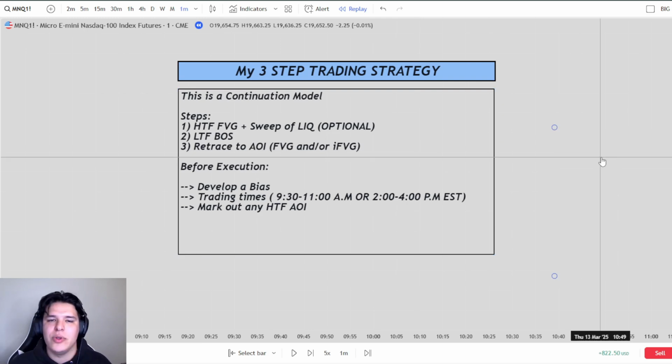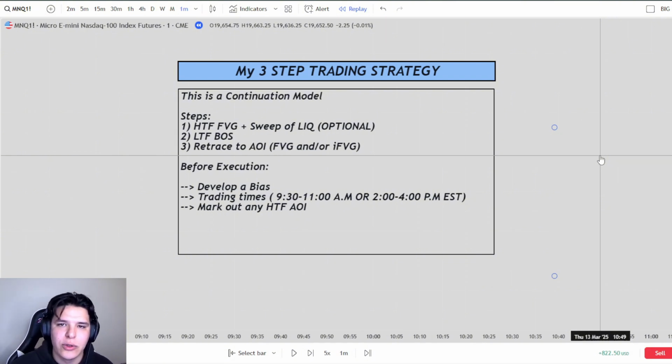Now, the second step, you are going to wait for a lower time frame break of structure. All right. And then lastly, the third and final step is a retracement back to an area of interest, which can be a fair value gap, an inverse fair value gap, or a combination of the two. You could also use something like the golden pocket, but I found myself just making use of these two for the most part.